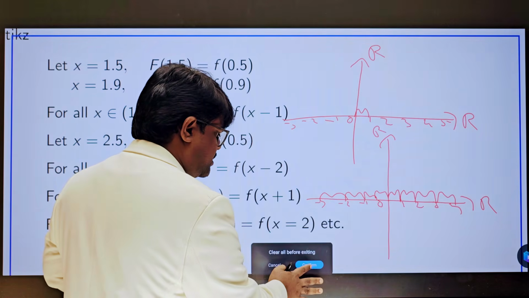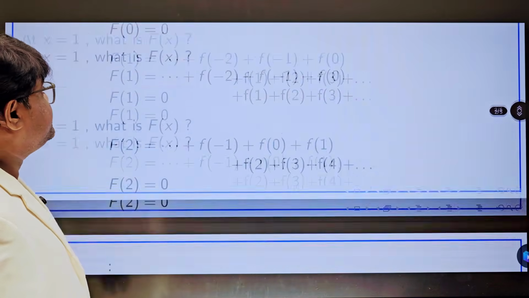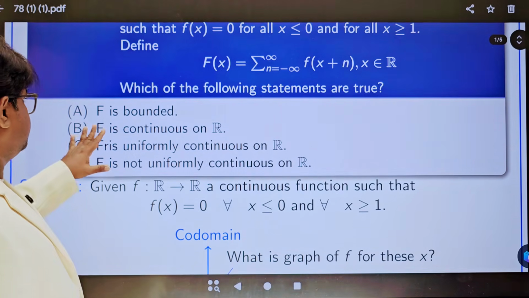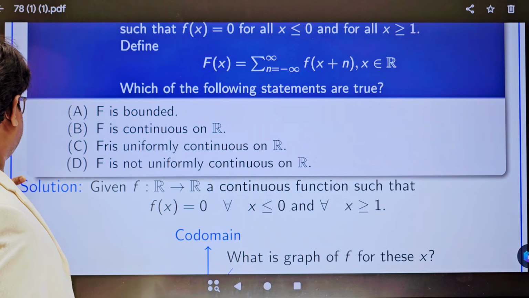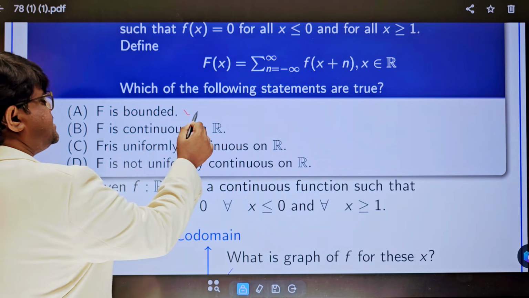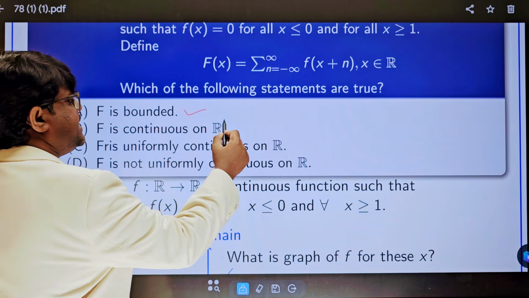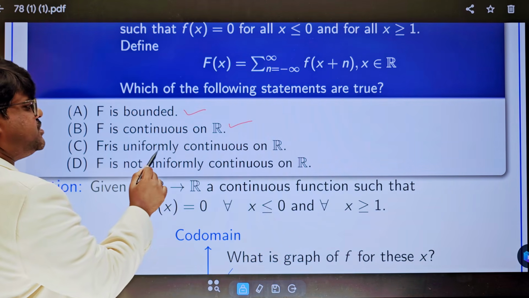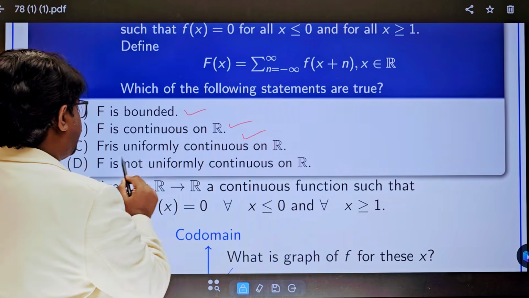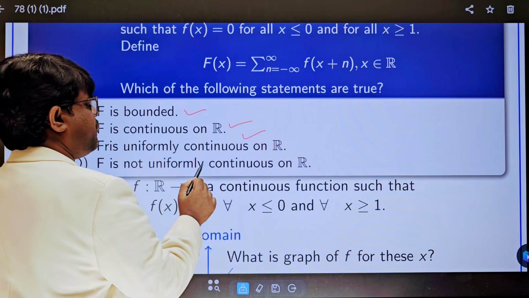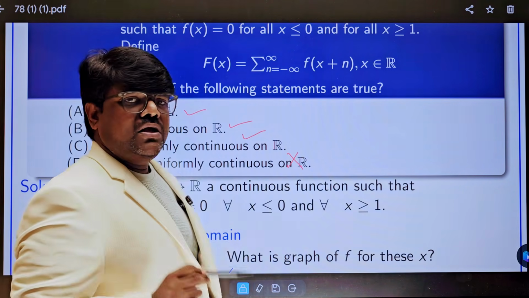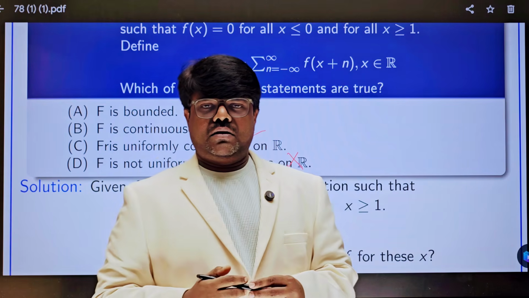Now we will check the options. Capital F is bounded. Yes. Capital F is continuous. Yes, it is continuous. Capital F is uniformly continuous. It is uniformly continuous. Capital F is not uniformly continuous. This is wrong. So students, what have we done?